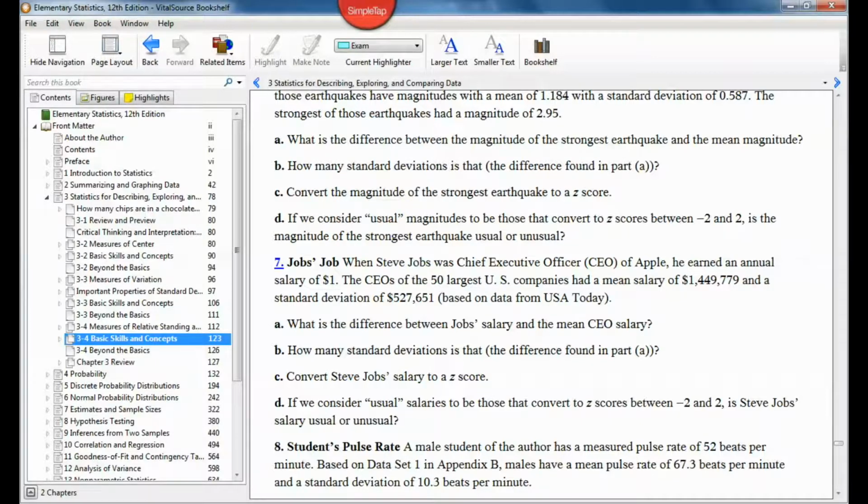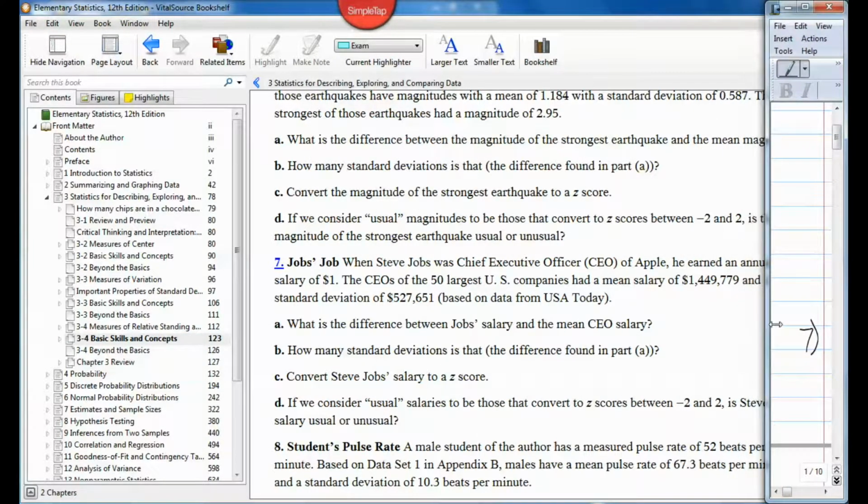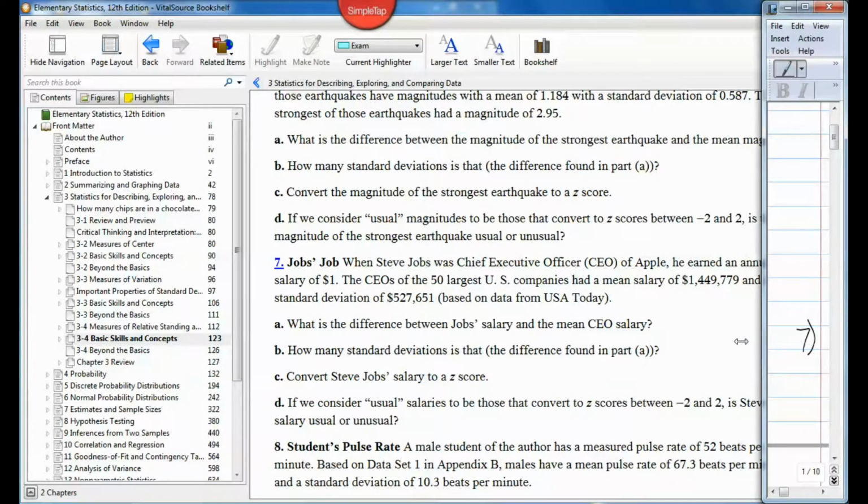So if he was only paid $1 a year, he must have been a pretty well-off individual to accept that type of salary. But what's the difference? Okay. So we say 1 minus 1,449,779.